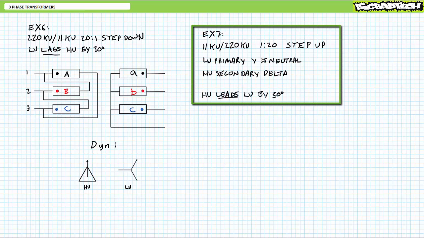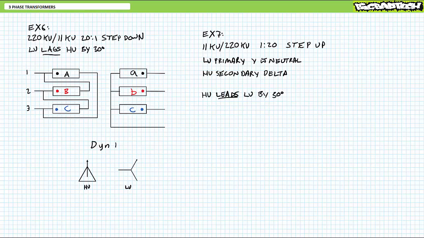All right, try this last example problem on for size, which might not be as easy as you think. Consider a transformer with a 1 to 20 turns ratio designed to step up 11 kilovolts to 220 kilovolts with a Y-configured low voltage primary and a delta-configured high voltage secondary, where the high voltage output leads the low voltage input by 30 degrees. Now, before you rush off and screw this up, let me tell you something up front. The answer is not YND11.